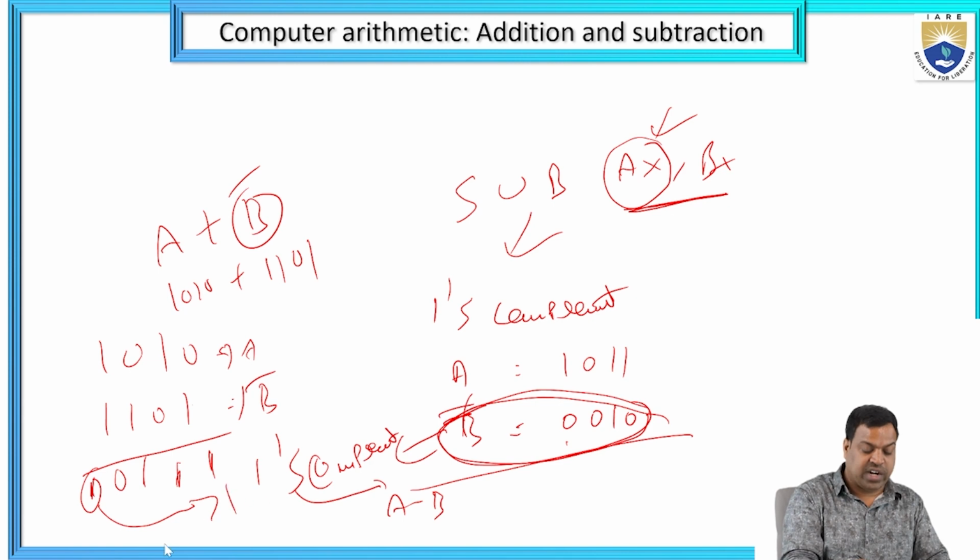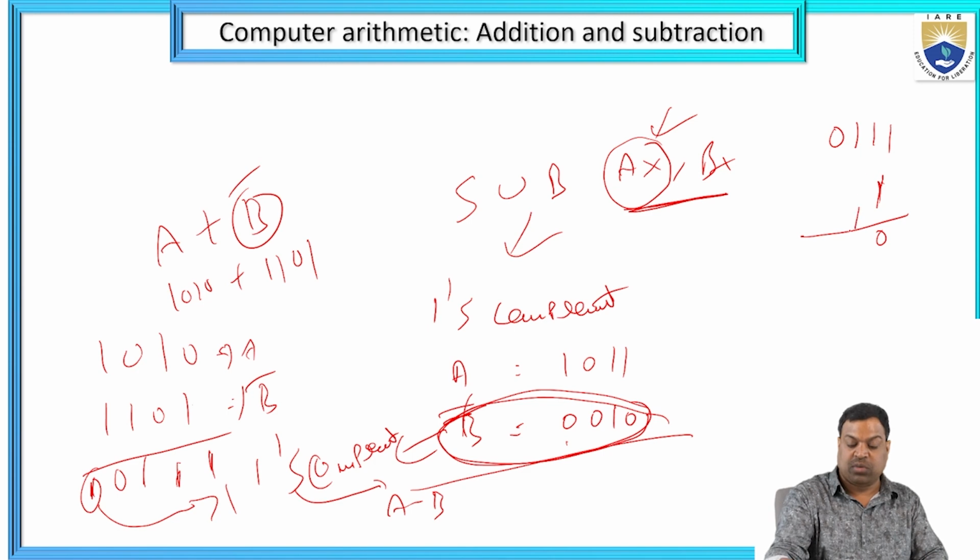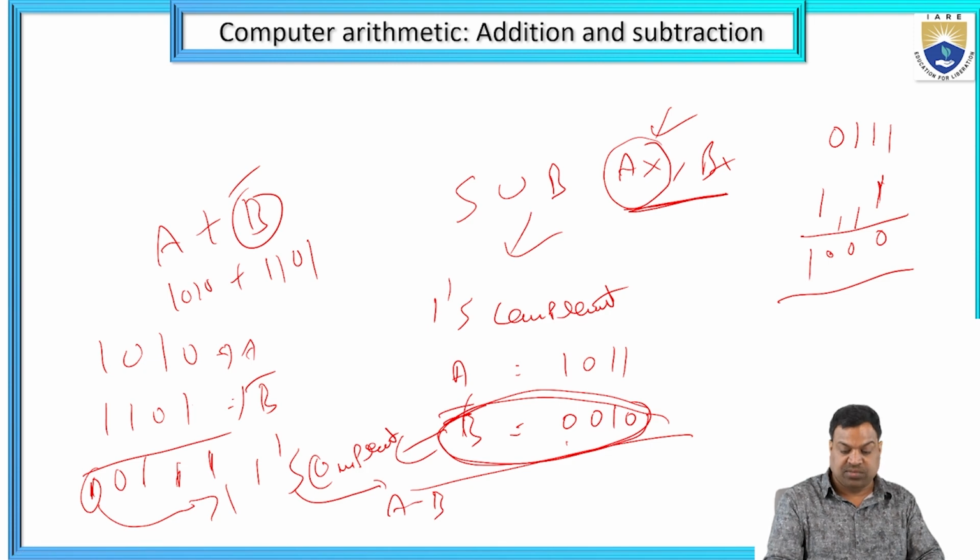This carry is added to the next position. So this carry added here gives 0111. This one is added here. 1 plus 1 is 10, 1 plus 1 is 10, 0 plus 1 is 1. So I'm getting 0111, and I'm adding this one. 1 plus 1 is 0, 1 plus 1 is 10. After adding, I'm getting the value 1000. If I have to cross verify A minus B, are we getting proper values or not?